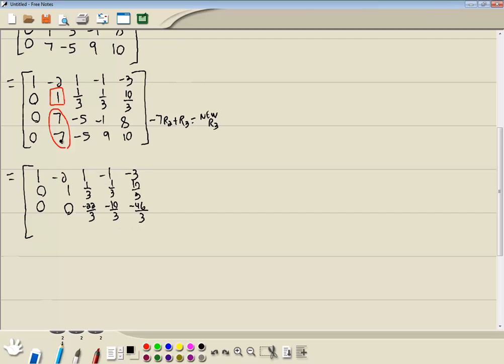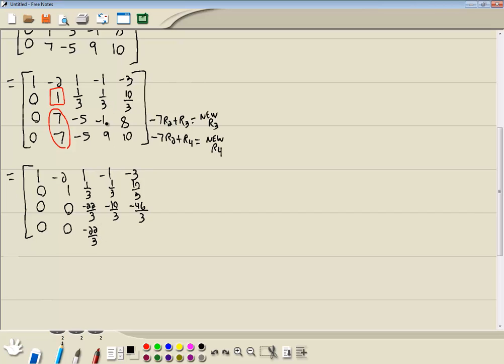Now we also want to get a 0 here. So we're going to take negative 7 times row 2 and add that to row 4. And that's going to give us our new row 4. Well, negative 7 times 0 is 0 plus 0 is 0. Negative 7 times 1 is negative 7 plus 7 is 0. Negative 7 times 1/3 minus 5, I guess it would be the same as this one. So that'd be negative 22/3.